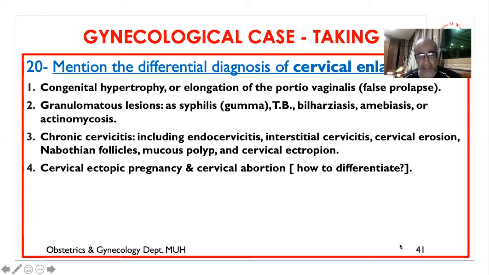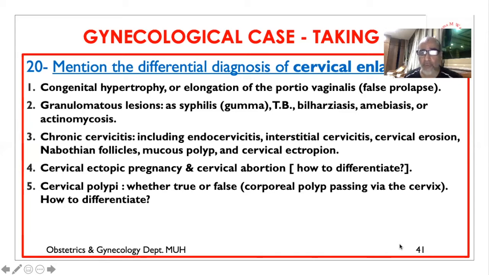Cervical ectopic pregnancy and cervical abortion, how to differentiate between them? Simply by evaluation of the internal cervical os by transvaginal ultrasound. If the internal cervical os is closed and the gestational product or gestational sac is below the internal cervical os, between the internal cervical os and the external cervical os, let's say in the cervical canal, this is an ectopic cervical pregnancy. While if the internal os is opened, it is a cervical abortion, which is a subtype of inevitable abortion in which the internal cervical os must be opened.